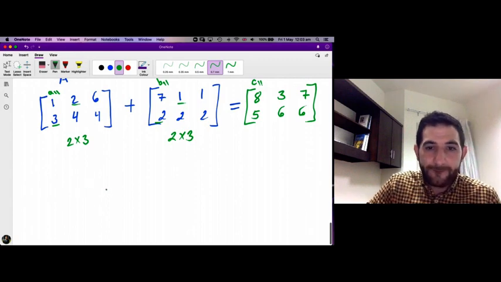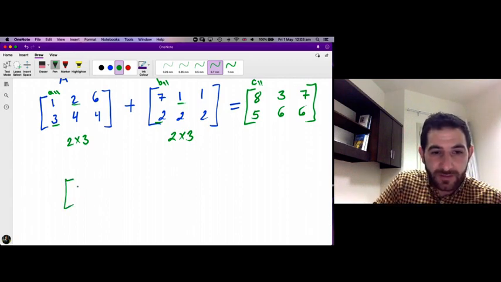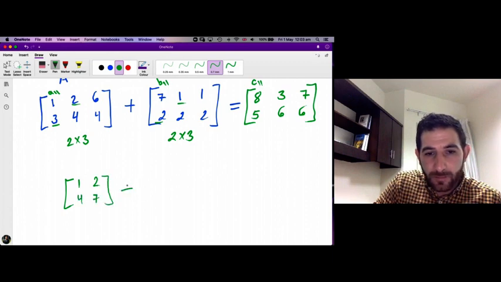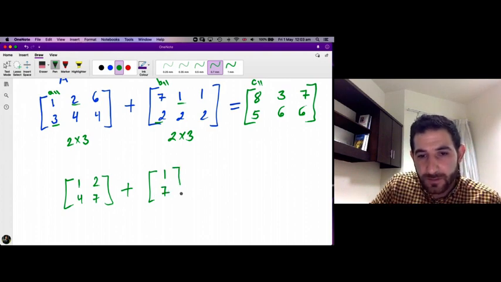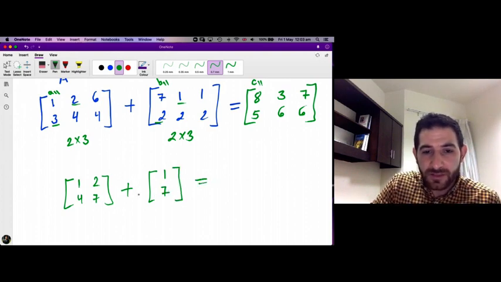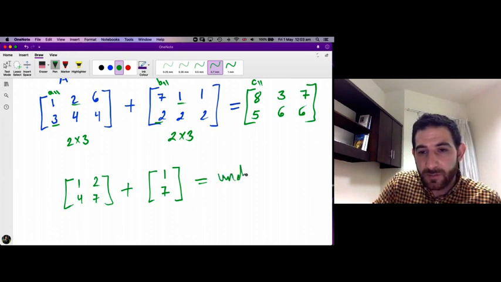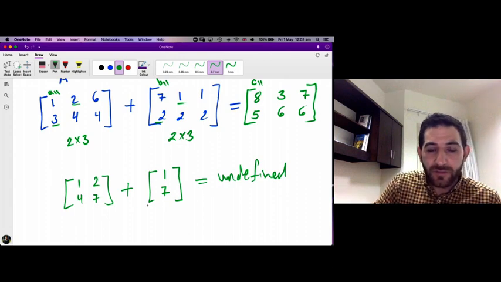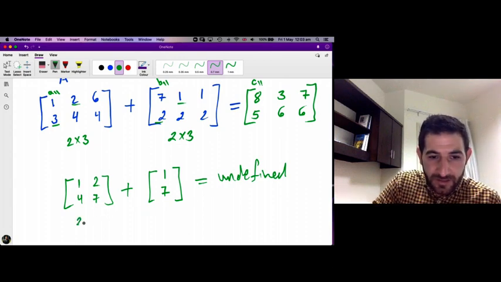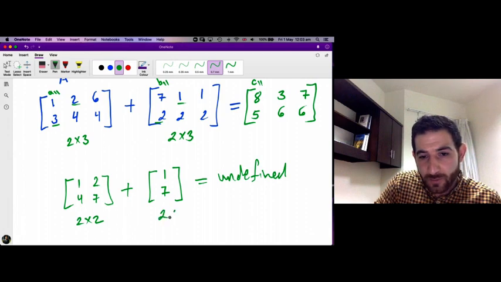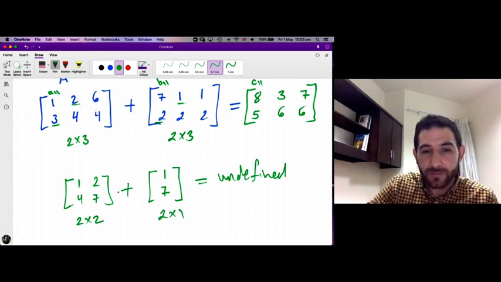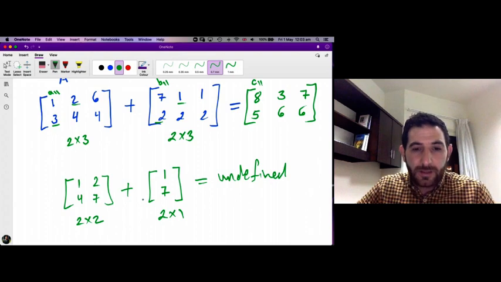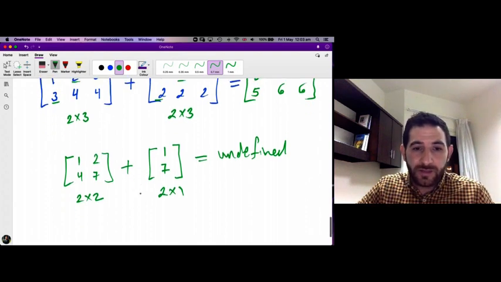Notice that if we have the matrix with rows 1, 2 and 4, 7 plus the matrix with entries 1, 7, then this sum of matrices is undefined. Why? Because we defined addition for matrices of the same dimension, but this is a 2 by 2 matrix, while this is a 2 by 1 matrix, so we can't perform the addition operation on these two matrices.